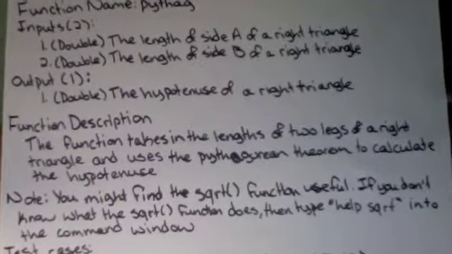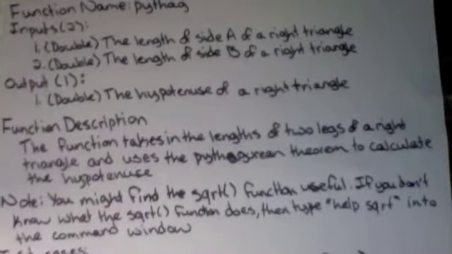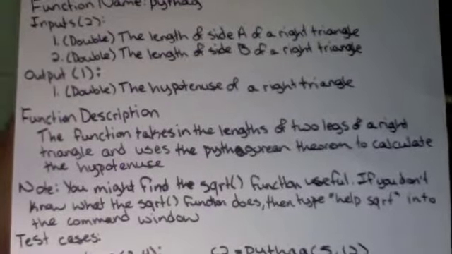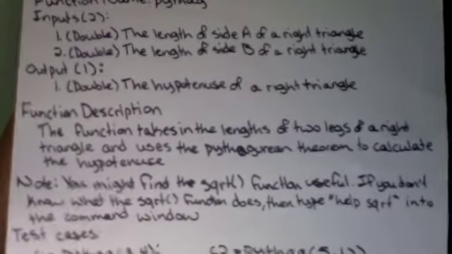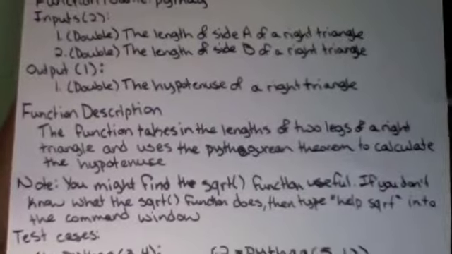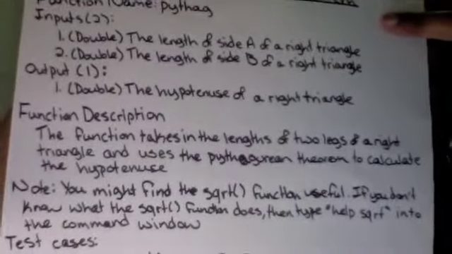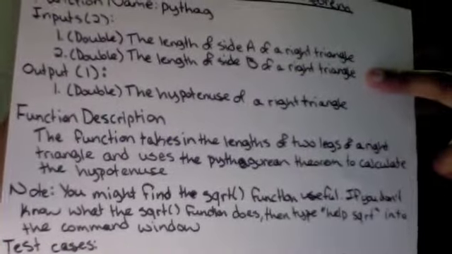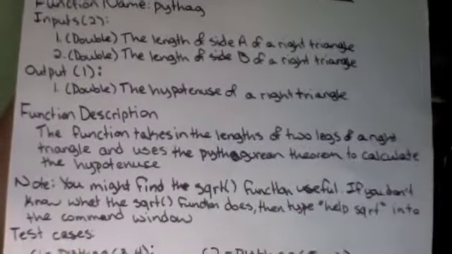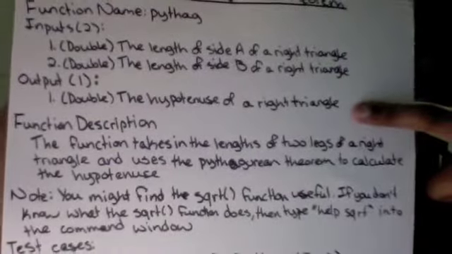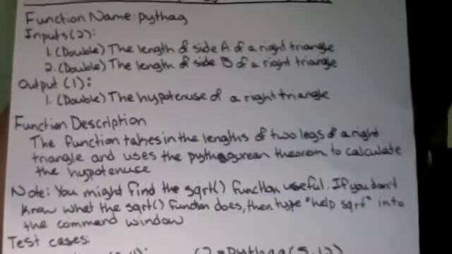It's really just a lot of information thrown at you, and you just want to be able to wade through it all, make sense of it, and get the necessary information that you need to solve the problem. As you can see, the function name is going to be Pythag, while the two inputs are the length of side A of the right triangle and the length of side B of the right triangle, and the output is going to be the hypotenuse of the right triangle.